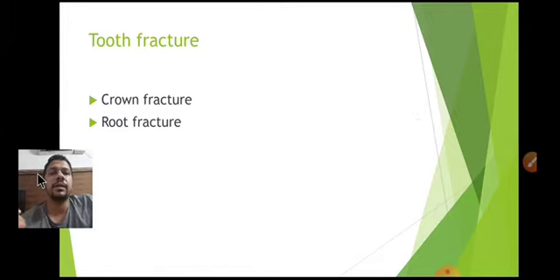Then another reason for failure is tooth fractures, tooth fractures after cementation of your FPD or crown. Tooth fracture is mainly divided into two: crown fracture as well as root fracture. How does a crown fracture happen? It mainly happens due to existing caries.